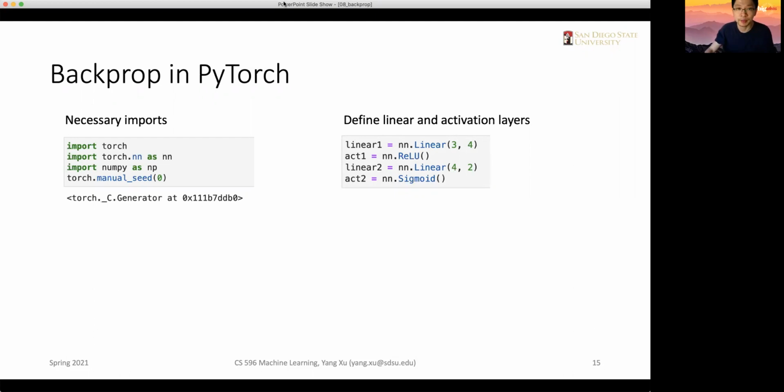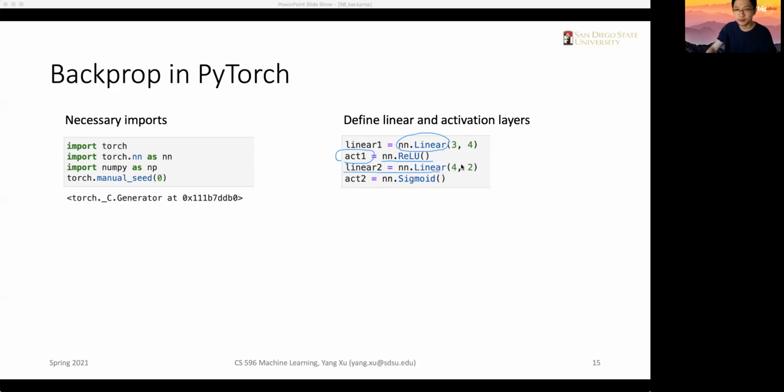Remember that we use nn.Linear to define the linear parts of a neuron of a network, and the linear layer is usually followed by an activation layer, and in this case we use a ReLU as the activation for the first layer. So after the first layer, we connect with a second linear layer.